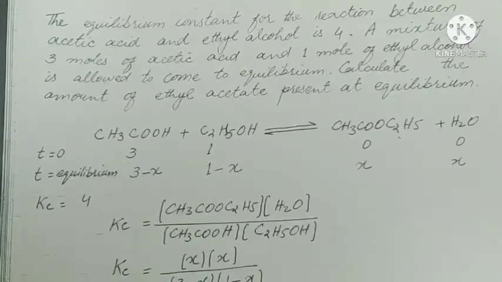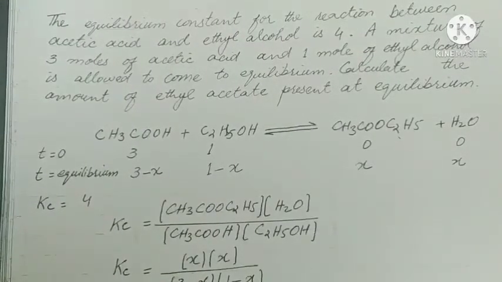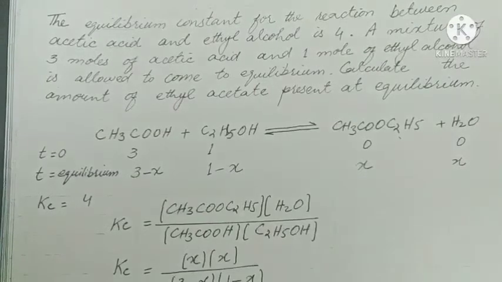Now question number 20 of the exercise of chapter number 8. The equilibrium constant for the reaction between acetic acid and ethyl alcohol is 4. A mixture of 3 moles of acetic acid and 1 mole of ethyl alcohol is allowed to come to equilibrium. Calculate the amount of ethyl acetate present at equilibrium.